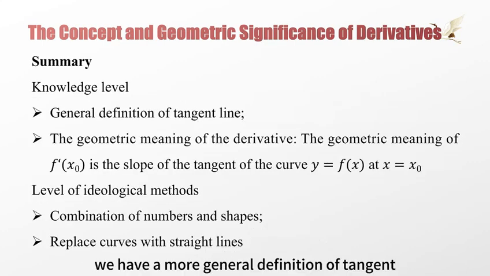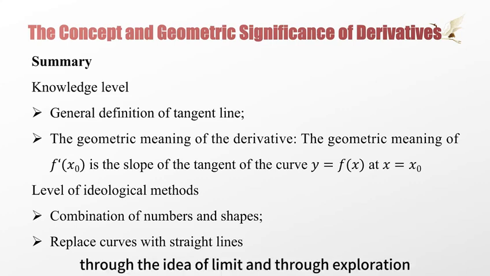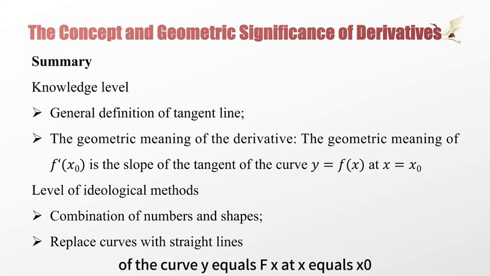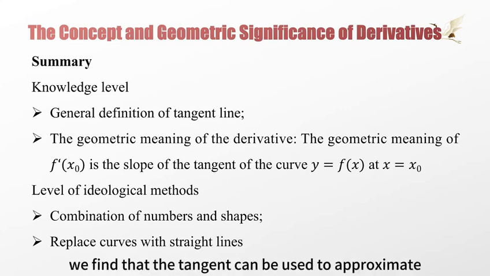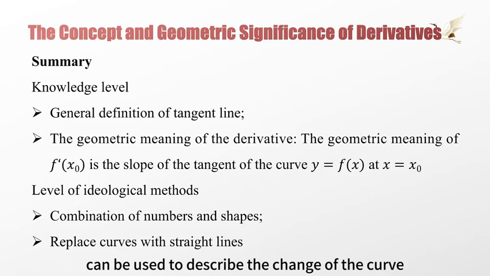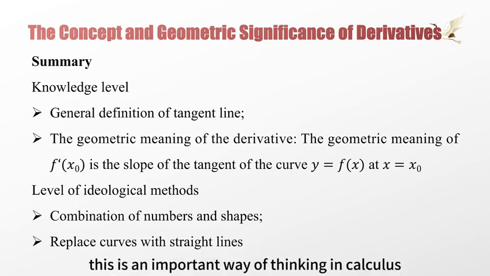In this lesson, we have a more general definition of tangent through the idea of limit, and through exploration, we found that the geometric meaning of the derivative is the slope of the tangent of the curve y equals f(x) at x equals x0. By observing the curve and its tangent, we find that the tangent can be used to approximate the curve near the tangent point, and the slope of the tangent can be used to describe the change of the curve near the tangent point. This is an important way of thinking in calculus.